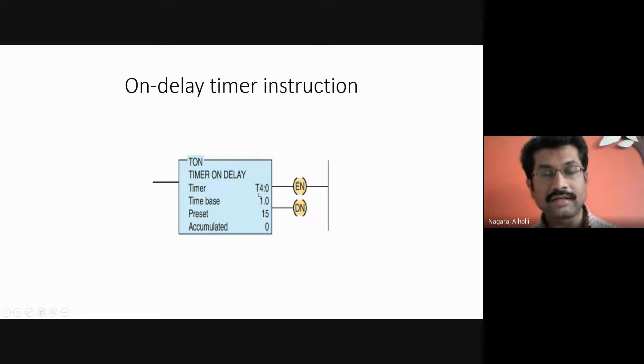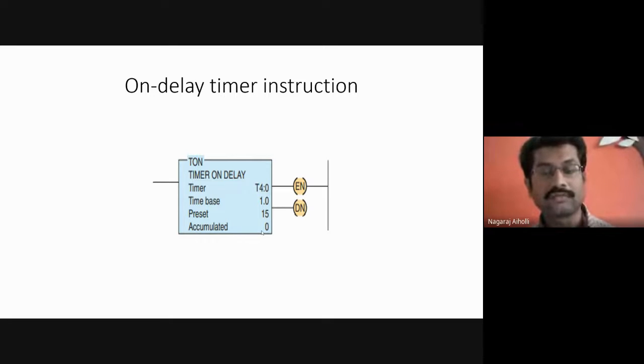T4 is timer, T for timer file, 4 is the file number 4 of the timer, and :0 indicates the timer number. It is the 0th timer of timer file 4. Next, time base 1.0. It means the timer will count, or it will time, for every interval of 1 second. Preset value is 15. It is counting every 1 second, and once the timer value reaches 15, it will stop, or it will reset its value to 0. That is the preset value.